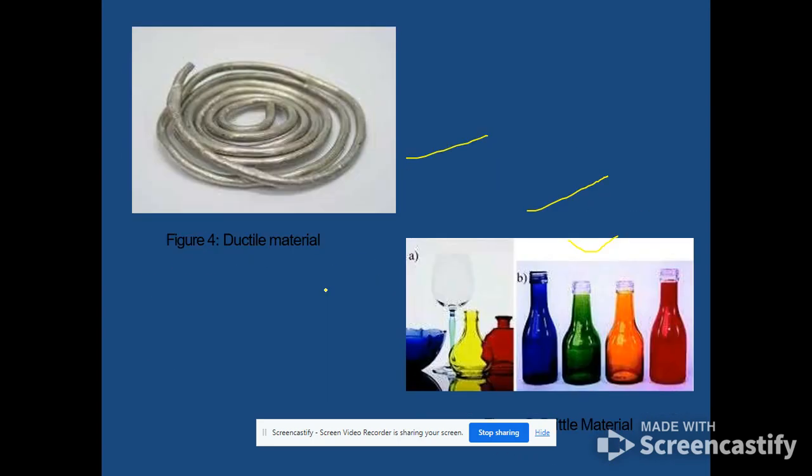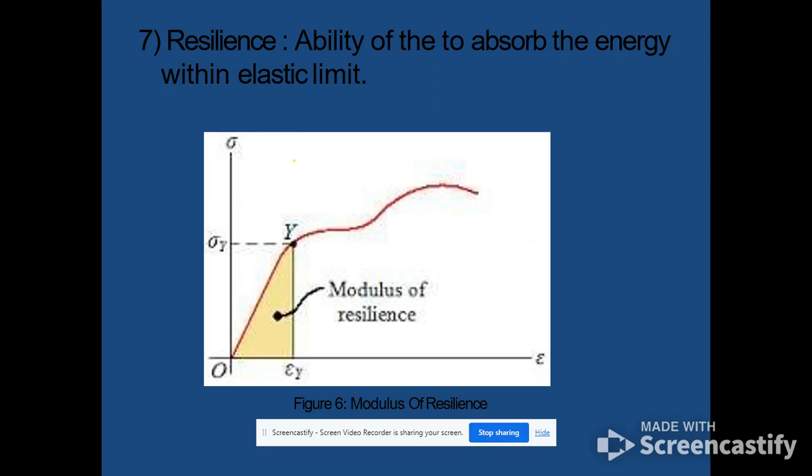Next, the fifth one is resilience. The ability of a material to absorb energy within the elastic limit is known as resilience. Observe the diagram: the x-axis indicates the strain and the y-axis indicates the stress. O to Y, Y is the elastic point. The area under the curve in the stress-strain diagram up to the elastic limit is known as resilience, in a mathematical definition.